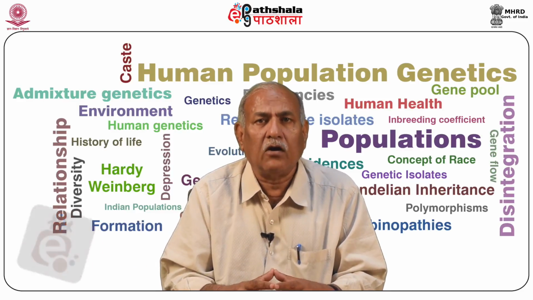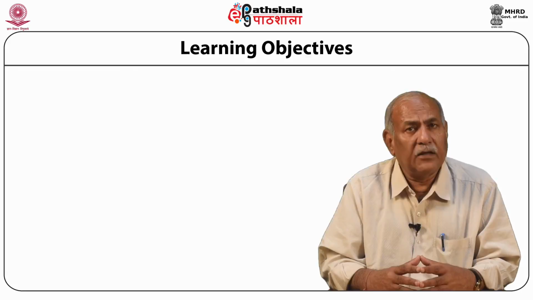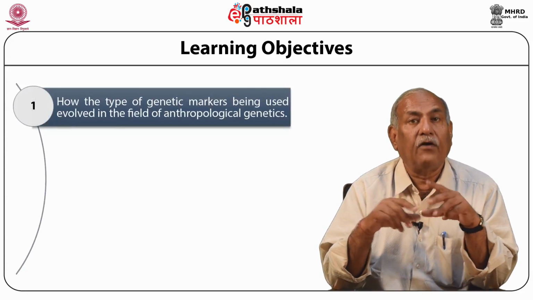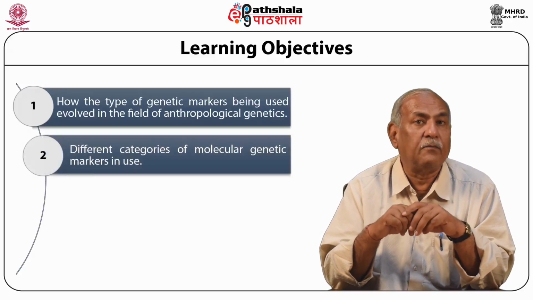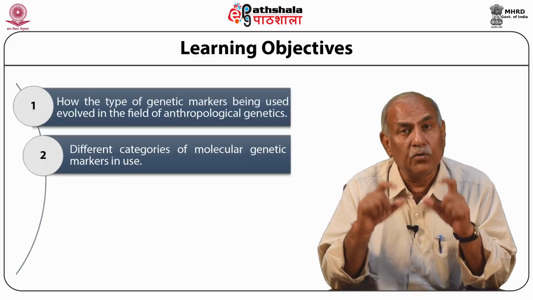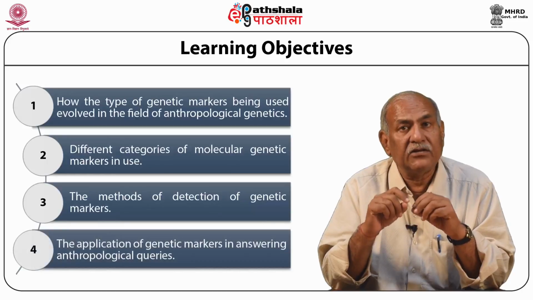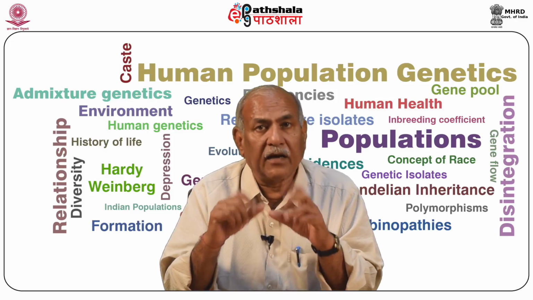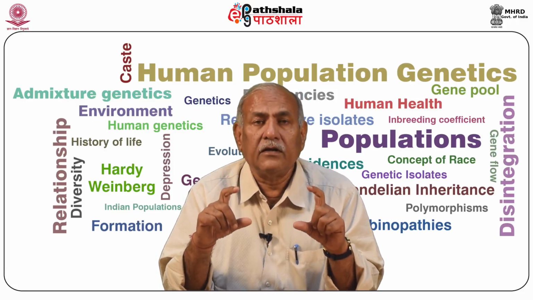Today we are going to talk on the module Genetic Markers in Anthropological Research from the paper Human Population Genetics. The objectives are how the types of genetic markers being used evolved in the field of anthropological genetics, then different categories of molecular genetic markers in use, the methods of detection of genetic markers, and the application of genetic markers in answering anthropological queries.